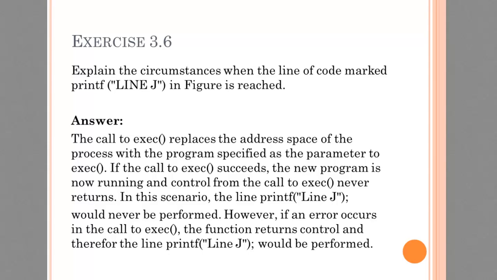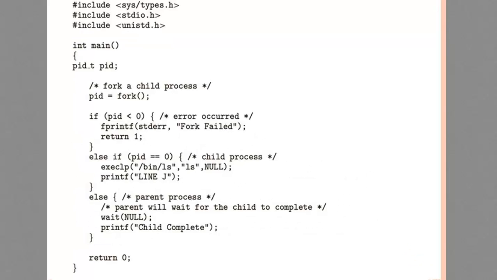Next exercise: explain the circumstances when the line of code marked printf, line J, in the figure, is reached. Here was the answer. Here's the code. Let's look at this code. Now, hopefully with any programming that you've done, you can mentally trace the way a program functions. You should already know the basic statements in a program, such as pid = fork(). That means fork is a method that does something and then returns a value, and that value is stored in pid. And pid stands for process ID.